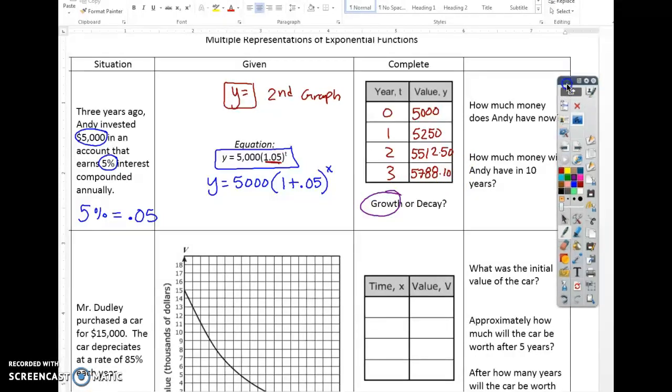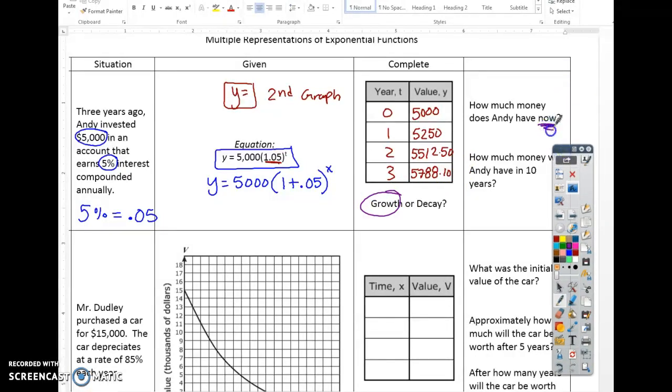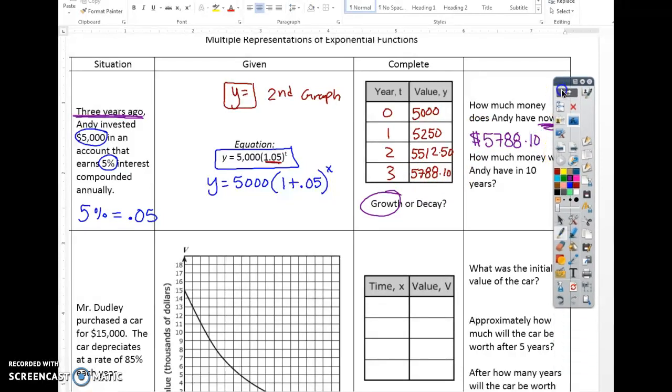So how much money does Andy have now? What does now mean? It says 3 years ago. So what does now mean? It means 3 years later. So at 3 years, how much does he have now? He has $5,788.10.